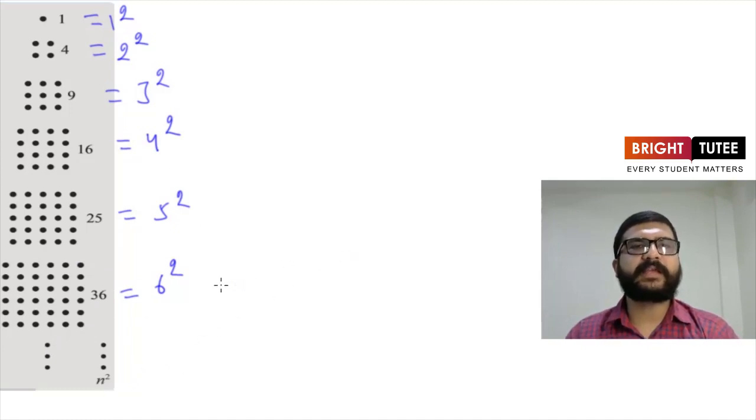So now if we have to tell the number of dots in the 100th such shape, it will be 100 square. Basically it is n square for the nth such shape. So these are all perfect squares. Now let's see a few more applications of algebraic expressions.